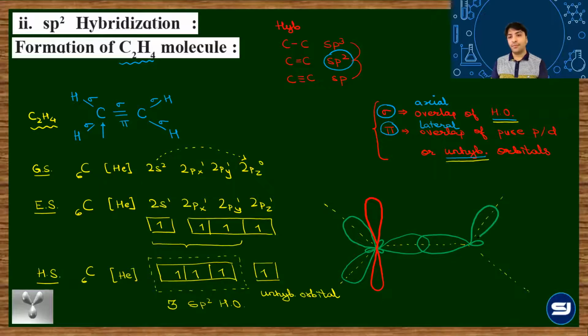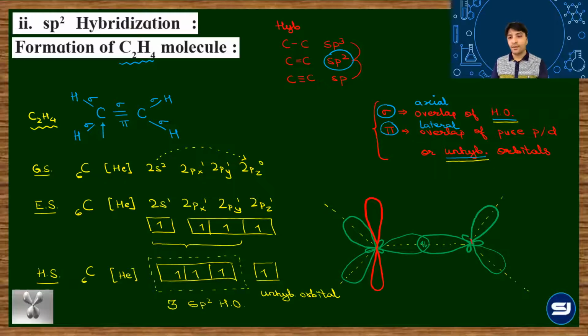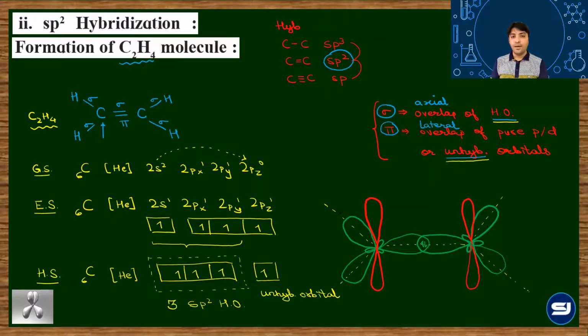Then its second sp2 and its third sp2, this head-on overlapping forms the carbon to carbon sigma bond. And its p orbital would also be lying perpendicular to the plane. ठीक है. The hydrogen atoms will come along the axis and overlap to this sp2, forming the carbon to hydrogen sigma bond.